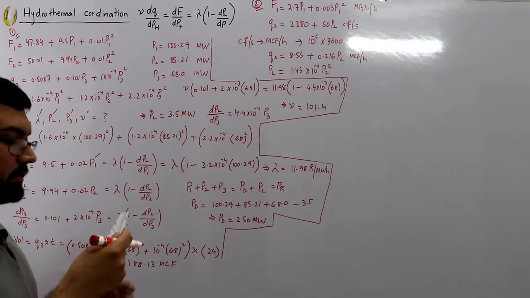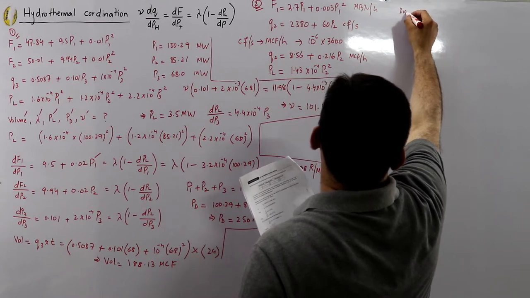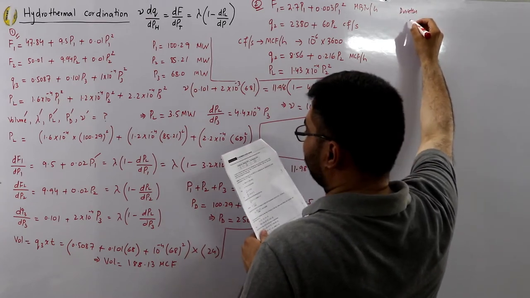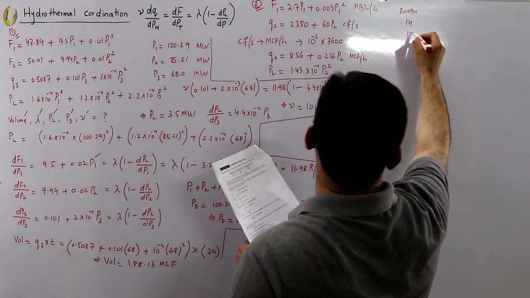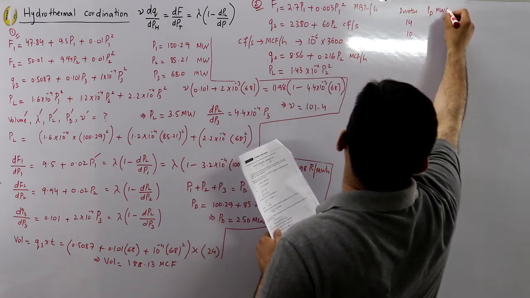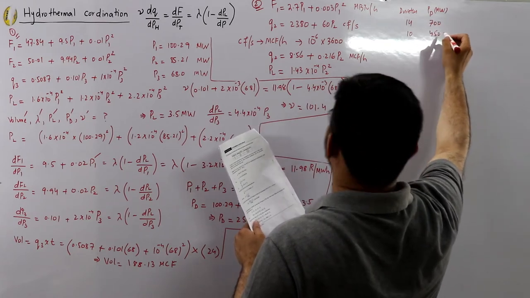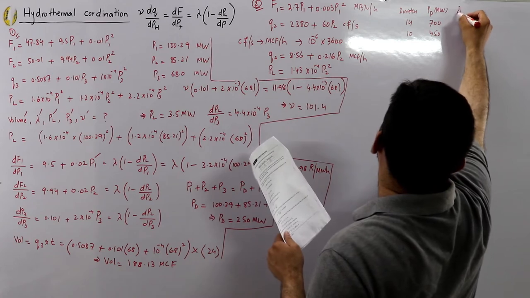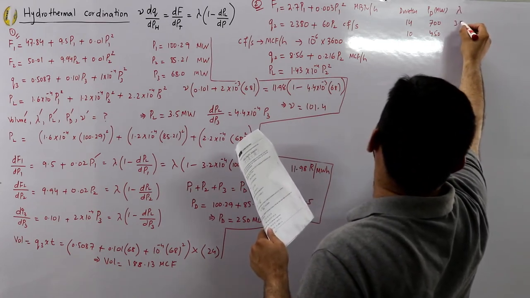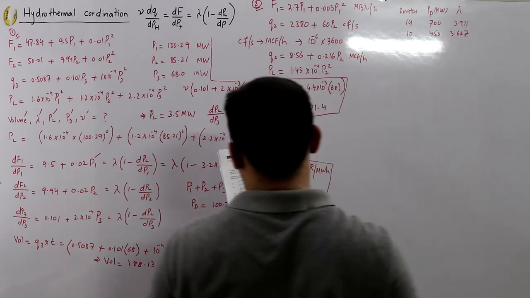Then you have what? The following table gives the system power demand. So duration is given. The first is a 14 hours duration, the next is a 10 hours duration. The power demand in megawatts is given. So for the first 14 hours it's 700, and for the next 10 hours it's 450. And then the incremental cost lambda is given. For the first case it is 3.911, and for the next case it is 3.627.